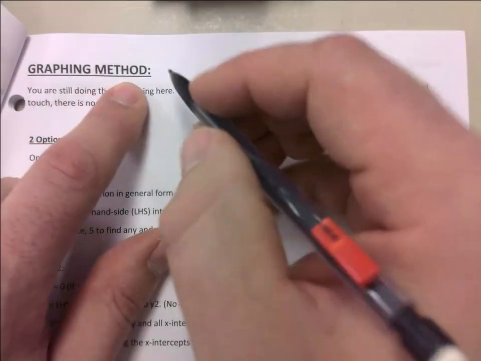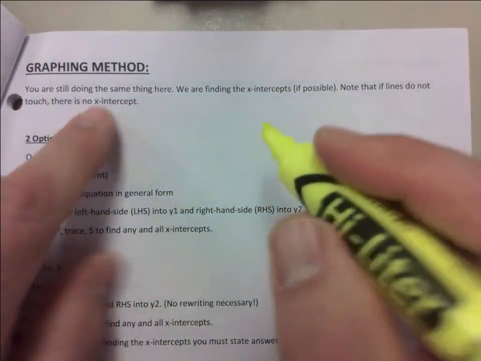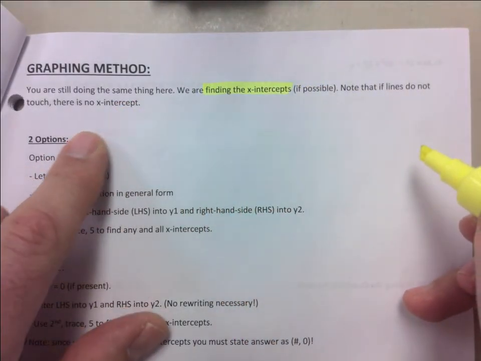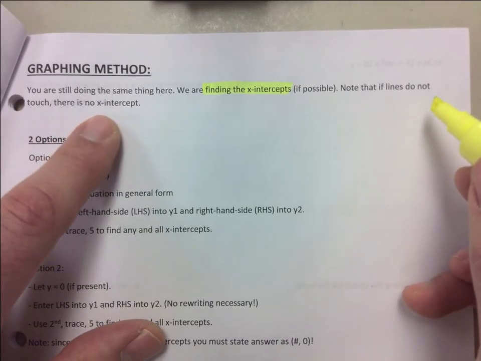So the graphing method of solving, right? It's still doing the same thing here. We're finding the x-intercepts if possible. Note that if lines do not touch, there's no x-intercept.